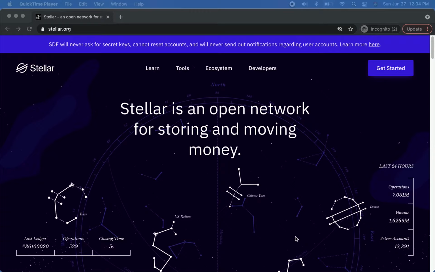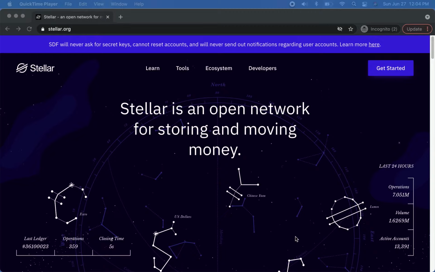In today's video, we'll be talking about the Stellar network and its cryptocurrency, the Stellar Lumens. Now, what is Stellar? If you go to stellar.org, which is its official webpage, you'll see Stellar is an open network for storing and moving money. And that's essentially what it is. It's a network that allows you to transfer, send, and receive payments.